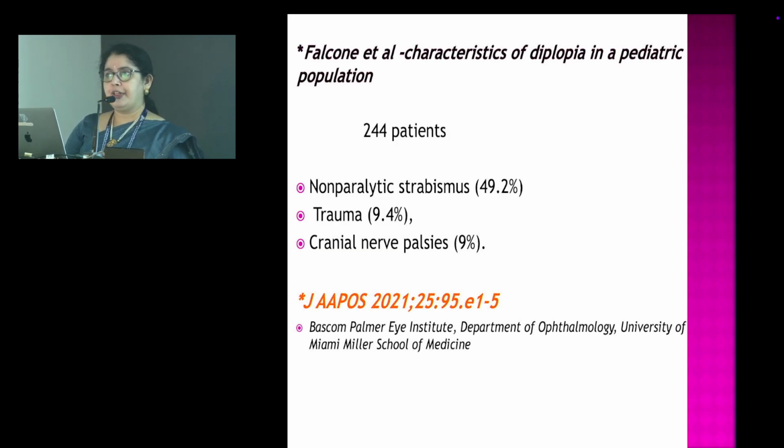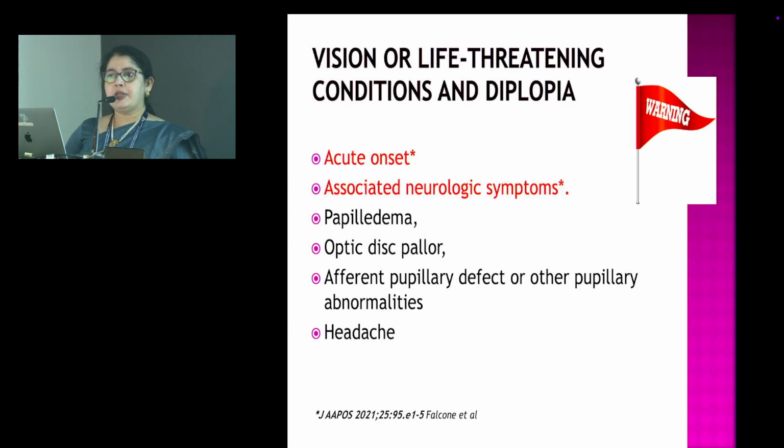Now, Falcon et al. have done a very good study in 244 pediatric patients, and they found that thankfully 50% were non-paralytic strabismus causes of diplopia in children. Only 9% were cranial nerve palsies and 9% trauma. And the same study has also found out that an acute onset of diplopia and associated neurological symptoms pointed towards a vision or life-threatening condition.